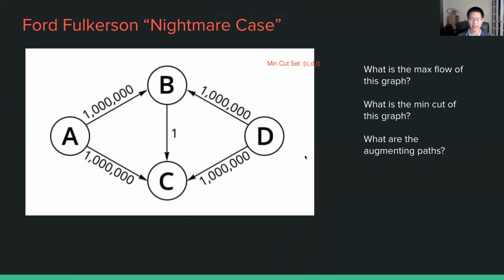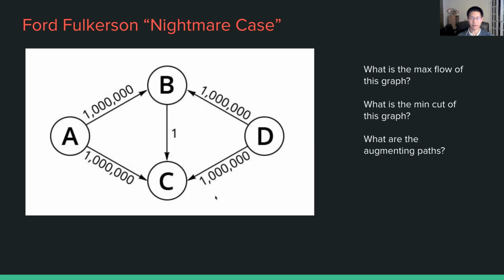Now here's a nightmare case, which I hope none of you ever have to deal with, because God forbid, you're not going to have the rest of the year to do this thing. What's the max flow of this graph? Well, let's see. Okay, uh-oh, I can't get anywhere. This graph is infinite. This graph is basically a loop. It's one of the worst cases of Ford-Fulkerson. It's called the nightmare case. You basically can't determine the max flow because it's infinite.